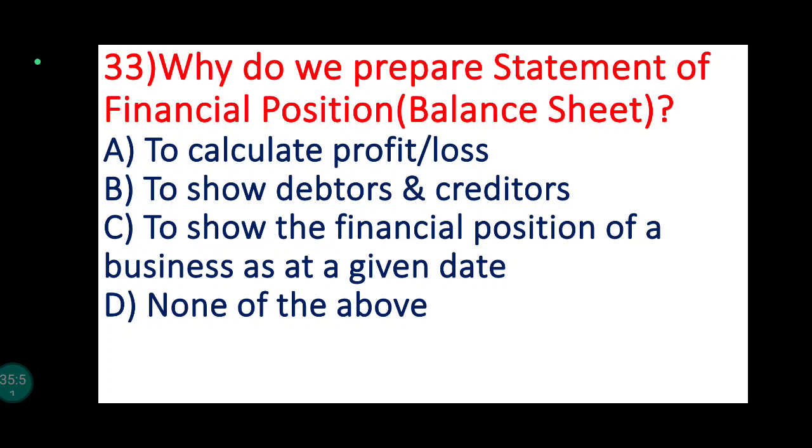33. You can see here on the screen, why do we prepare statement of financial position or balance sheet? So it is prepared to show the financial position of a business. Other answers are given like to calculate profit or loss. No. For that we prepare income statement. B is given to show debtors and creditors. So not only we are showing debtors and creditors, but we are showing all assets, all liabilities and capital. So answer C is correct. We prepare SFP, statement of financial position, to show the financial position of a business.